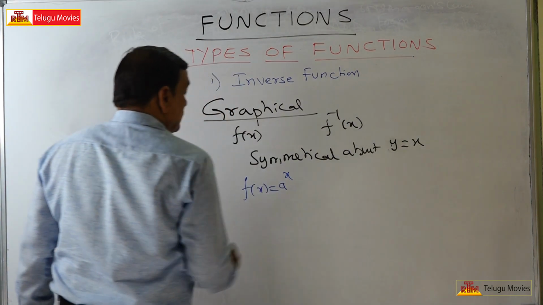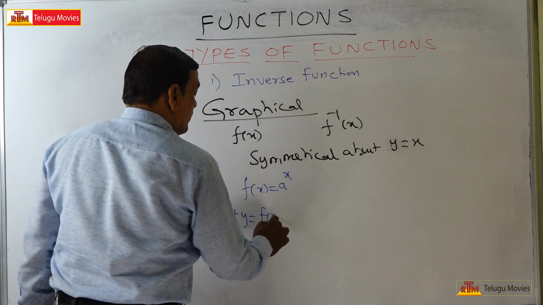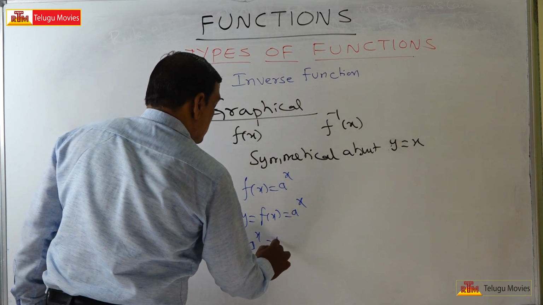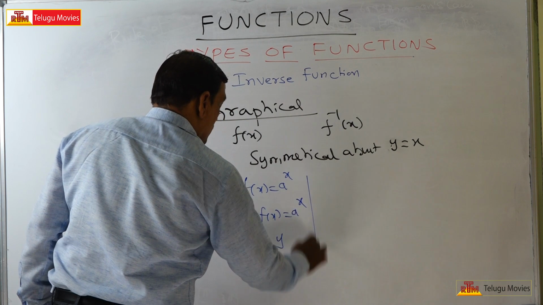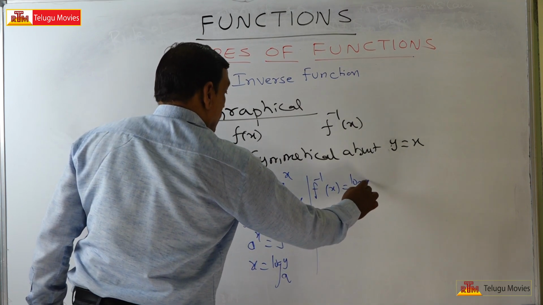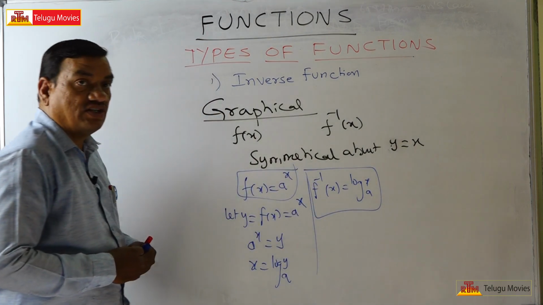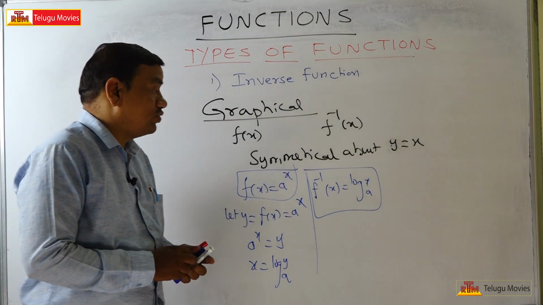How do we find its inverse function? Let y is equal to f of x is equal to a power x. Therefore, a power x is equal to y, x is equal to log y to the base a. Therefore, f inverse of x is equal to log x to the base a. That means your function is f of x is equal to a power x and its inverse function is log x to the base a.